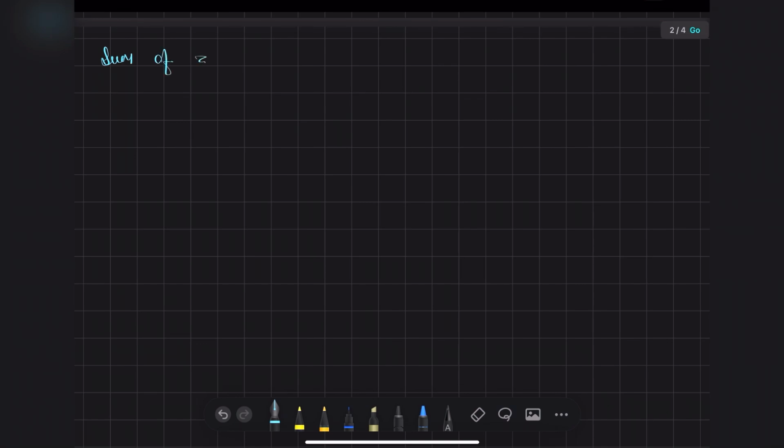Sum of zeros. So it is alpha plus beta. You know that the first zero was minus b plus root d by 2a, plus the second zero was minus b minus root d by 2a. Okay, and we have to add these two things. So the moment you observe the denominator, you will figure out it is 2a only. Okay, so we need not bother about the LCM.